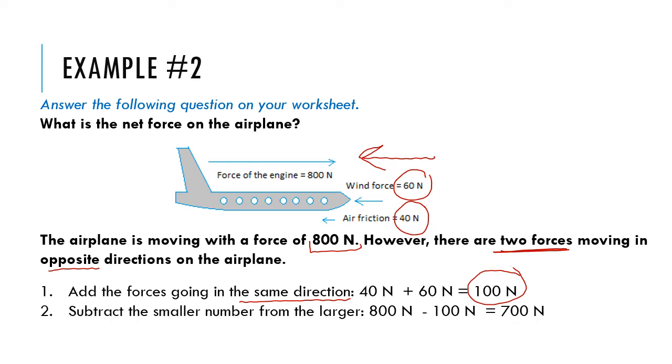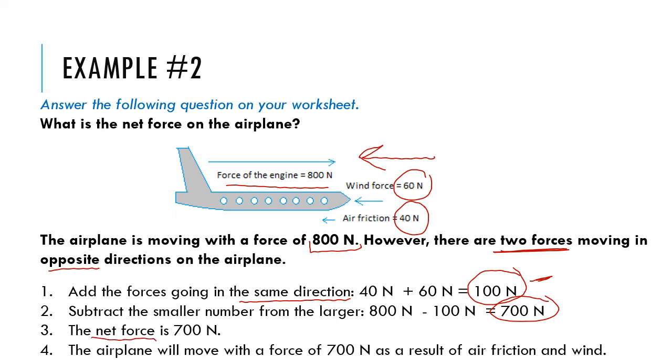The second step we're going to do is now what we're used to. We're going to subtract the smaller number from the larger. So the larger number was the force of the engine of 800 newtons, and we're going to subtract that 100 newtons that we found, which was the sum of the forces going in the opposite direction. And what does that give us? 700 newtons. So our net force is going to be 700 newtons. And we can rephrase that and say the airplane will move with a force of 700 newtons as a result of air friction and wind. So those were the two forces that were working against it.